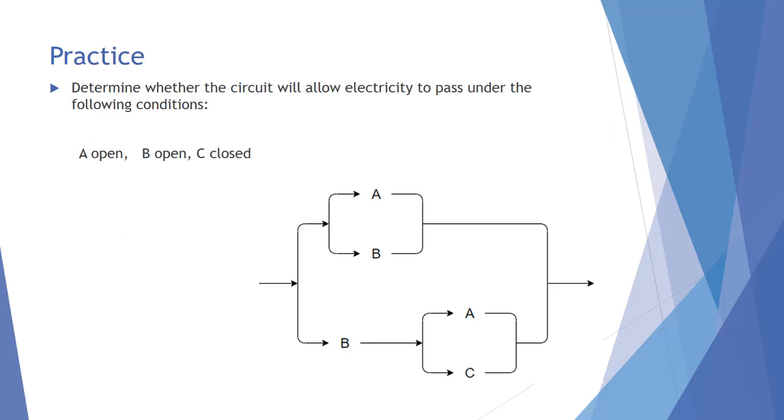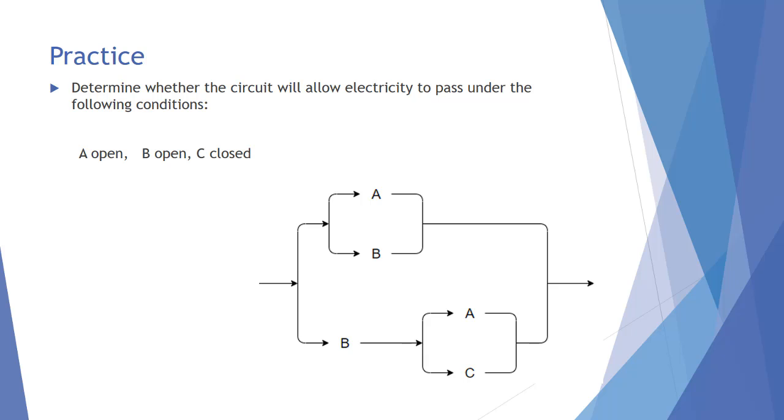And one last question here. Determine whether or not this circuit will allow electricity to pass under the following conditions. A is open, B is open, and C is closed. Take just a minute, look at that circuit, and determine if that switch network will allow current flow. Well, that one shouldn't take you too long.